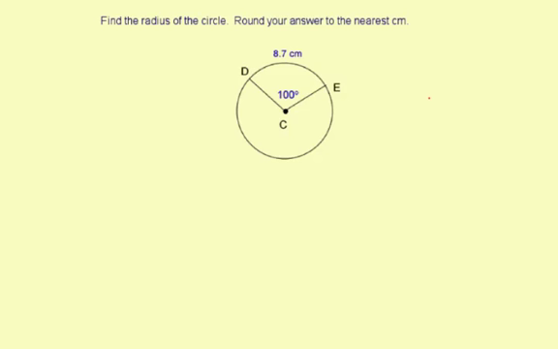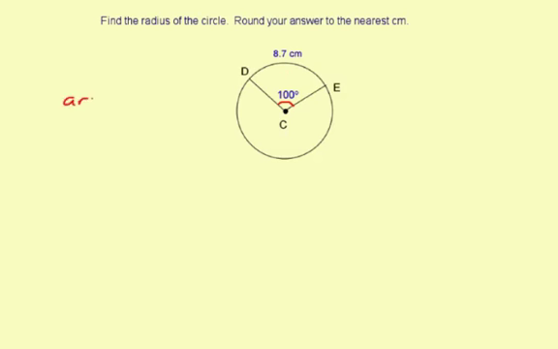Find the radius of the circle. Round your answer to the nearest centimeter. So we're given an arc length of 8.7 centimeters, and the measure of this central angle is 100 degrees, which means the arc measures 100 degrees. So we're going to use the arc length formula and end up solving for the radius.